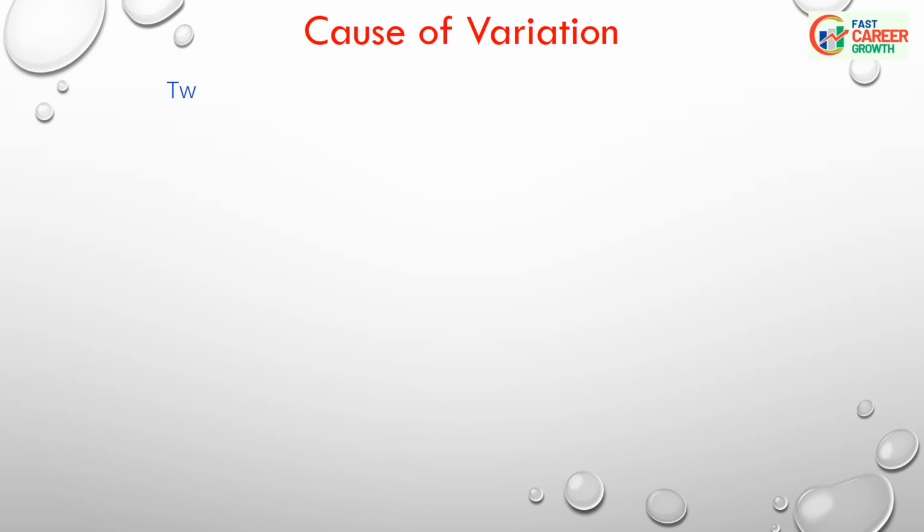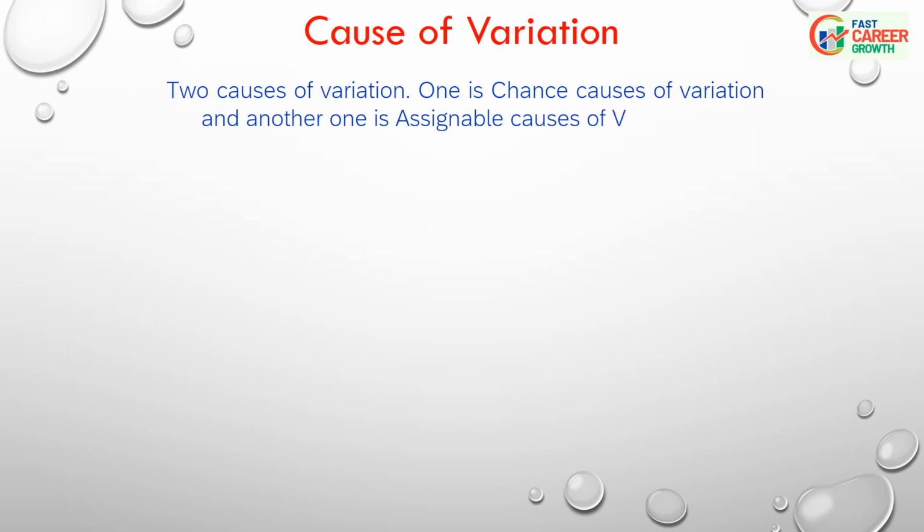Two causes of variation. One is chance causes of variation and another one is assignable causes of variation. Chance causes and assignable causes are terms often used in the context of statistical process control and quality management to categorize the sources of variation in a process. Understanding these two categories of causes is essential for identifying and addressing issues in a process to improve its quality and consistency.